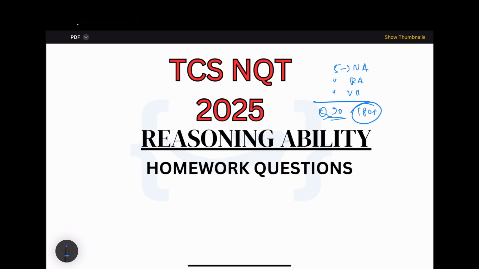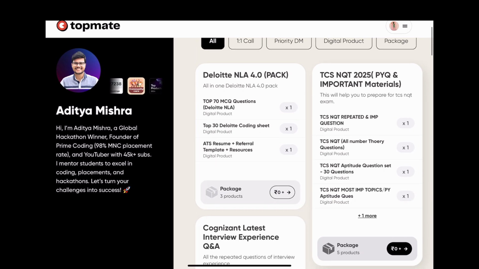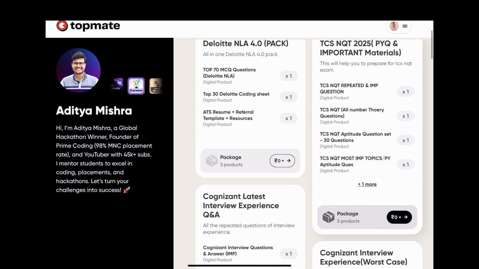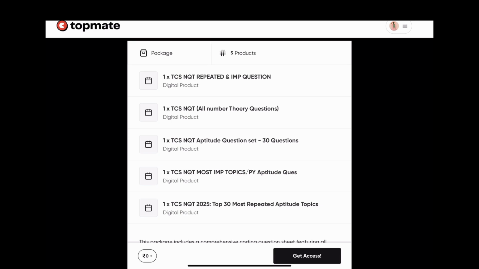Mark your present or absent in the comment box. And this PPT, as always, I will be adding it to my TopMate account. I will show you right away. So this is my TopMate account. You can see I will be adding these aptitude questions here, in this TCS NQT PYQs and important materials. Although I have already added 1, 2, 3, 4, 5 notes which have more than 30 questions in each set. Again, in this video I have covered 30 more questions which will be added straight away here, so you can get the access.